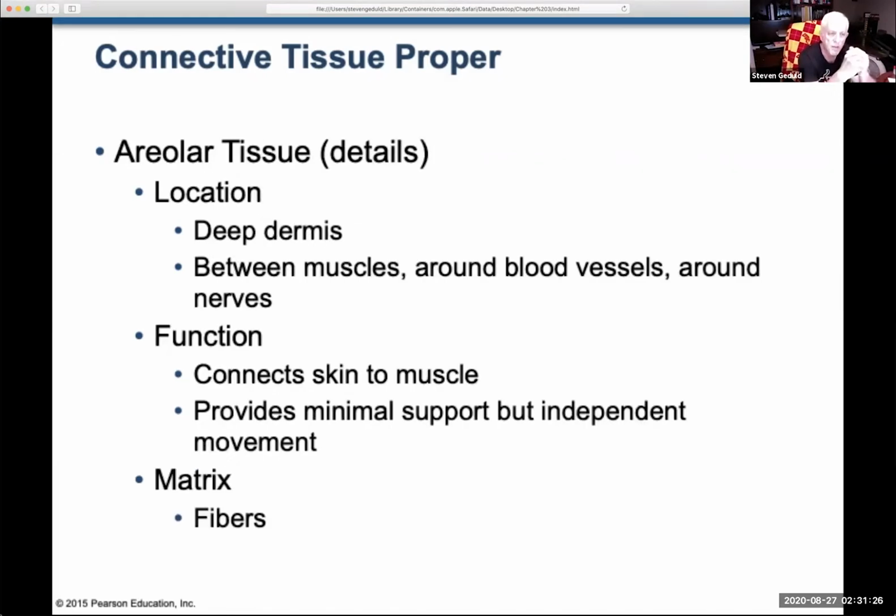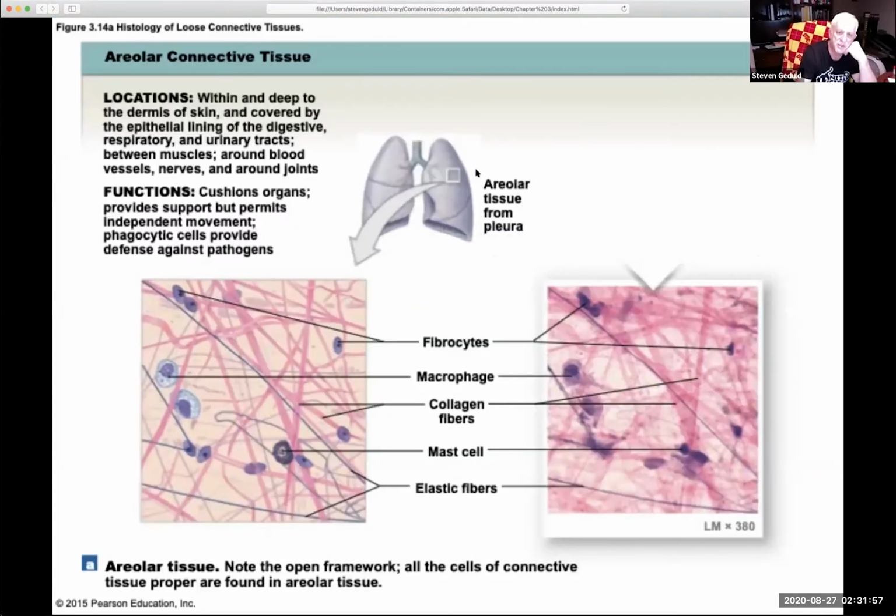Okay. The areolar tissue, the first type, is in the deep dermis. You've got your epidermis, you've got your dermis, and the deep part of the dermis is where your areolar tissue is. It's between muscles, around blood vessels, and around the nerves. That's where it's located. It connects the skin to the muscle. It provides minimal support, but is independent of movement. It allows your skin to slide and move without the muscle moving underneath it. And the matrix it is involved with is the different fibers. Okay, you can see the areolar connective tissue of the pleural cavity. You can see the fibrocytes, macrophages, collagen fibers, which are thicker fibers, mast cells that produce your inflammatory response, and elastic fibers to give it flexibility.